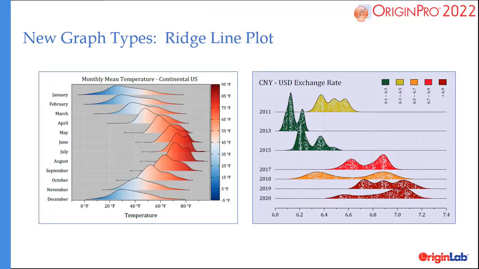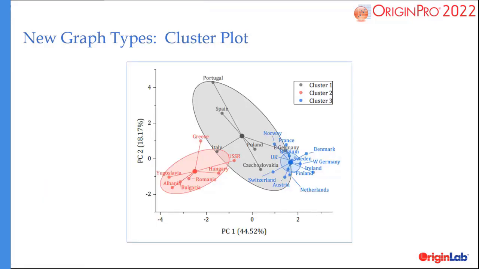Another graph feature typically used in spectroscopy is the ridgeline plot. On the left side, we have taken a simple example of temperature measurements for various months, and in the continental US, mean temperature. We plotted that by color mapping along the x-axis based on temperature. The right side shows currency exchange rates. We have also added a cluster plot, where the centroid of the cluster can be plotted along with the line from the centroid to the individual points. This is particularly useful for representing results from principal component analysis.